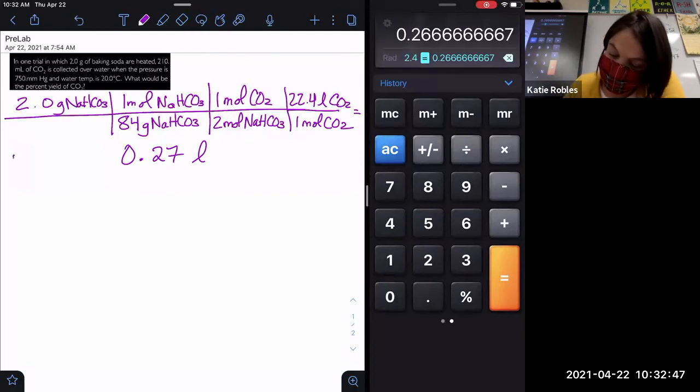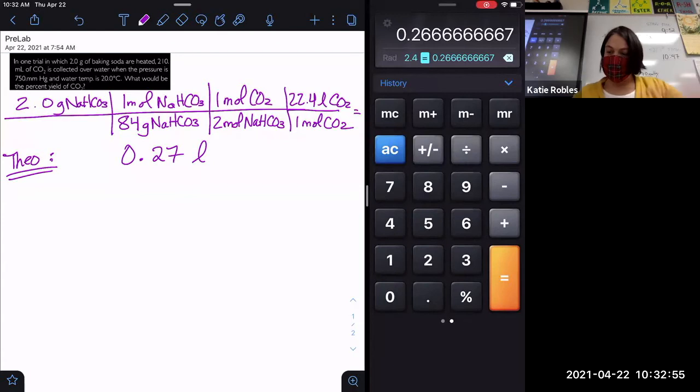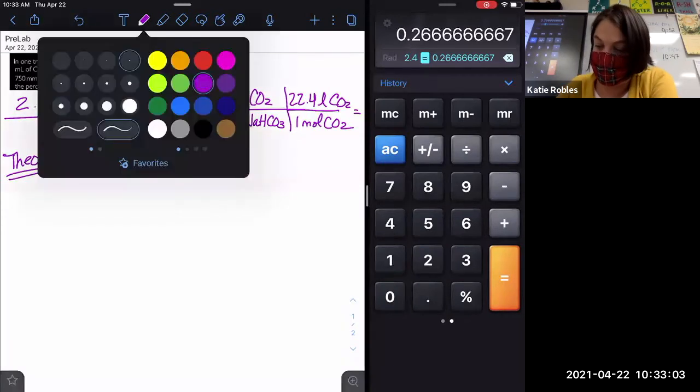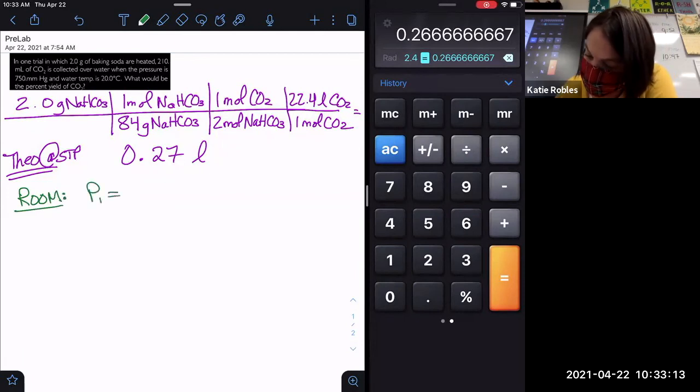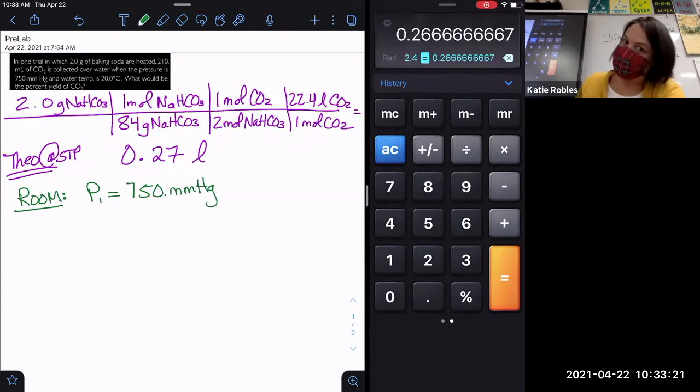All right. This is called a theoretical value. My theoretical value, what I should get. And my theoretical value, remember, happens at STP. But as you can see here, this entire lab does not happen at STP. Instead, it's happening in a room. So I've got the pressure of the room is 750 millimeters of mercury. Let's not forget to subtract the partial pressure of water.